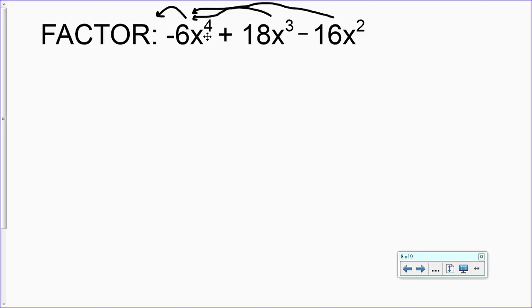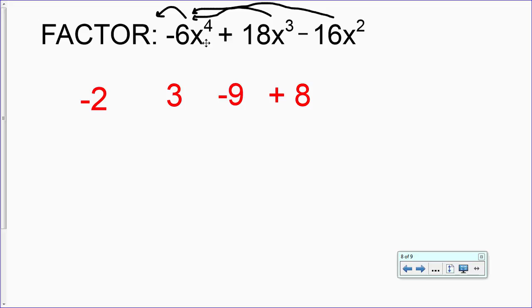Okay? Now, whenever there's a negative out front, we don't like that. So if we can get rid of that negative, we're going to go ahead and do it. So my question is, can we take out a negative 2? Are they all divisible by negative 2? Yes, they are. So we can take out that negative 2 from the front, and that will change the numbers. So divide negative 6 by negative 2, we get 3. Divide 18 by negative 2, we get negative 9. Divide negative 16 by negative 2, we get 8. Okay? And factoring is just straight up division.